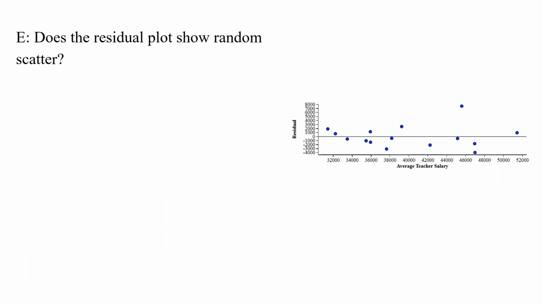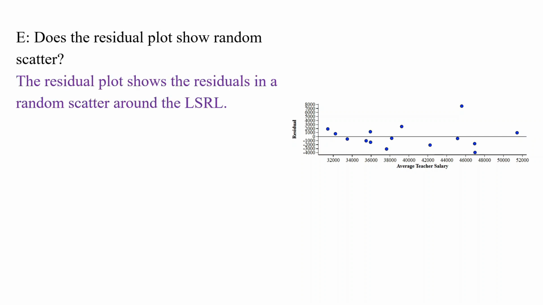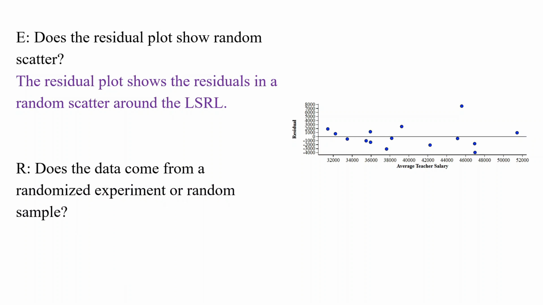Okay. Let's go on with our last 2 conditions. Does the residual plot show random scatter? So there's our residual plot again. Is there random scatter? Yes. It shows the residuals in a random scatter around the least squares regression line. That would be how you describe that. And then the last one, does the data come from a randomized experiment or a random sample? And it did tell us that the 15 districts were randomly selected.